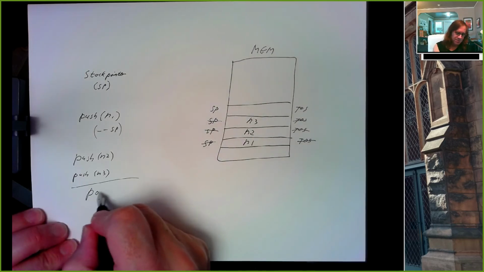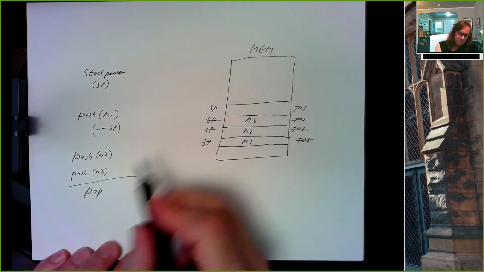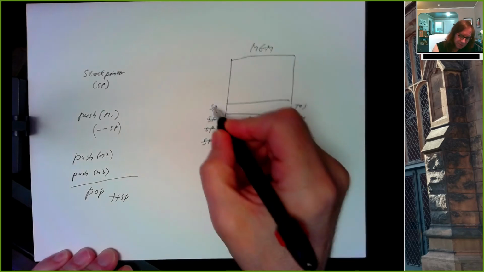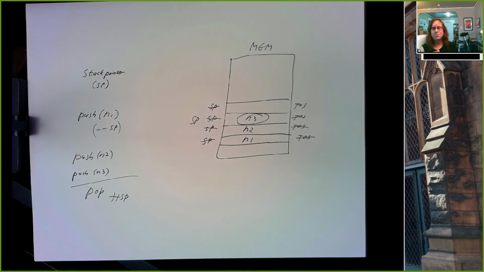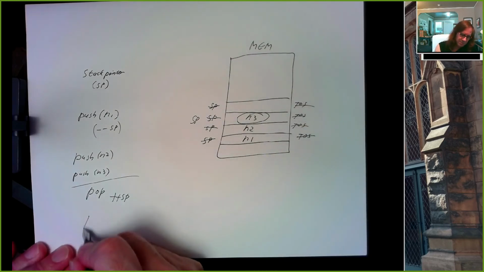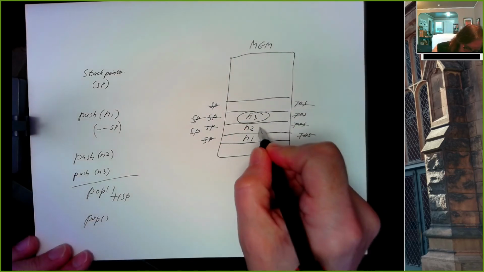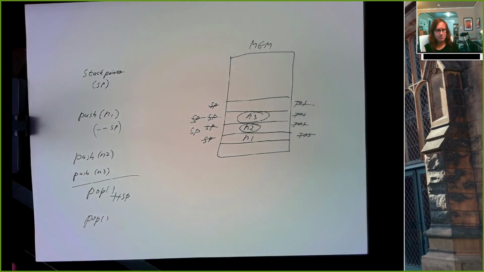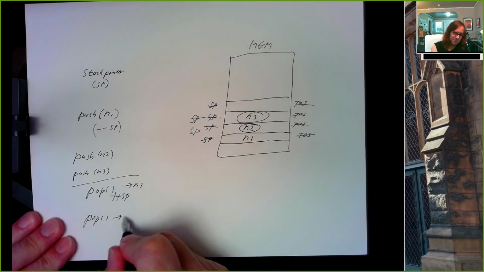And then popping, we just reverse that operation. So popping in this setup, we would have to look at the stack pointer. We would need to increment it. So change the stack pointer to here, and then give the caller back the value at that location in memory. And then if you do another pop, do the same thing, increment the stack pointer, give the caller back this location. So the first pop will return the value N3, the second pop will return the value N2.